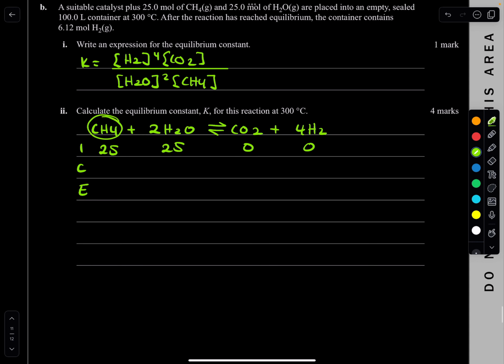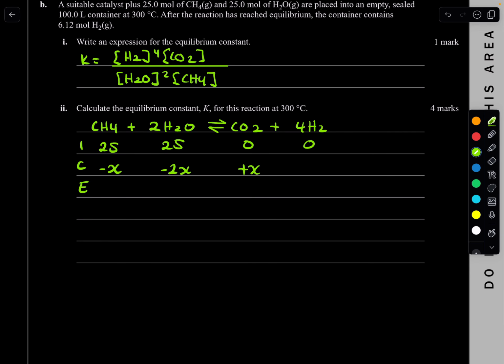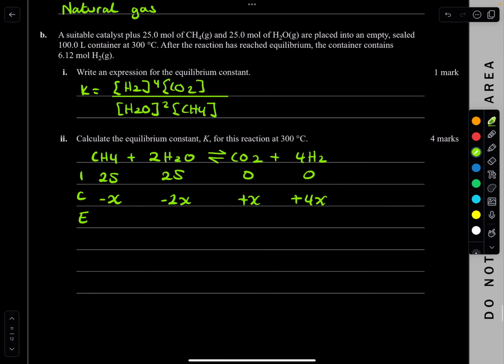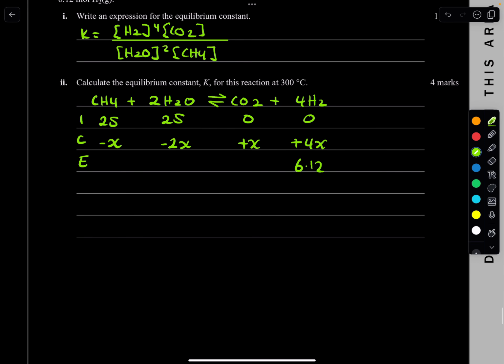Now the change. We're going to have a loss in these reactants. So negative x for CH4, because it's a reactant with a coefficient of 1. And H2O is also going to be lost, but it's 2 times, so negative 2x. These are your products, so plus x for CO2 and plus 4x for H2, because there are 4 of them. Now at equilibrium, we know the moles of H2 is 6.12. If you add the initial and the change, you get the equilibrium. So 0 plus 4x, which is just 4x, equals 6.12. Hence, x is 1.53.